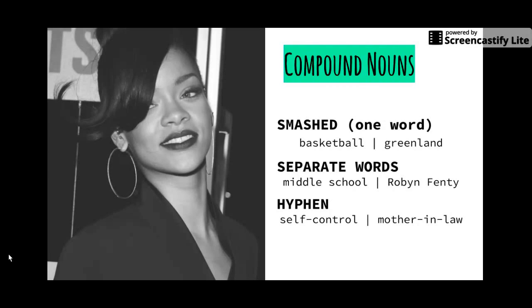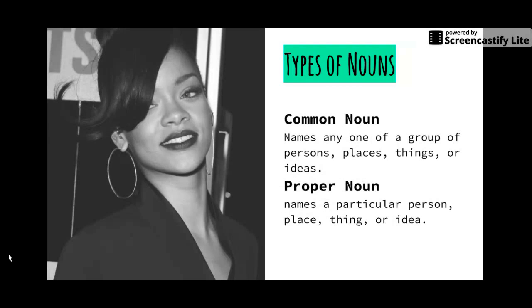I really don't. Anyway, another 2 categories you can divide nouns into are common and proper. A common noun is a noun that names any one of a group of persons, places, things, or ideas. When it gets specific or particular, that's a proper noun. So when you're naming a particular person, place, thing, or idea, that's a proper noun. And those are always going to be capitalized, okay? Common nouns usually don't have capital letters unless they're beginning a sentence, but proper nouns do begin with capital letters.